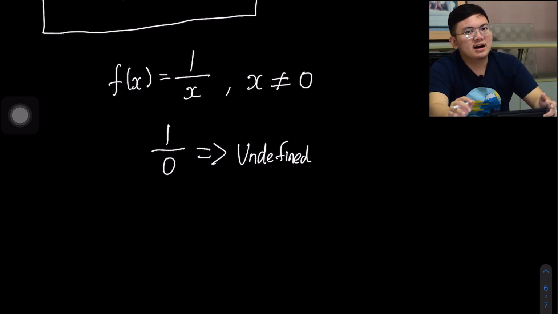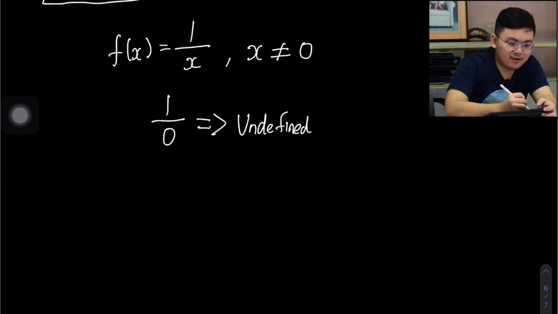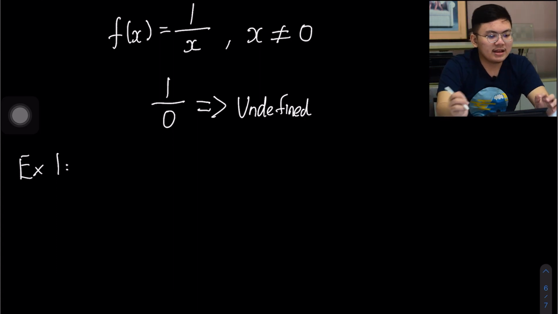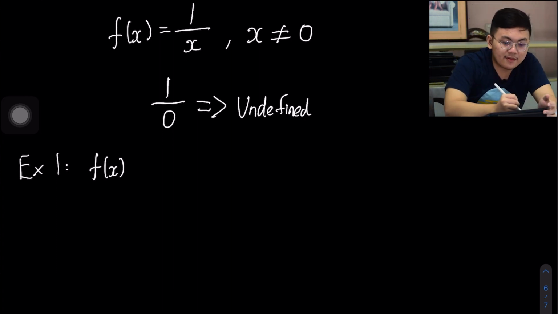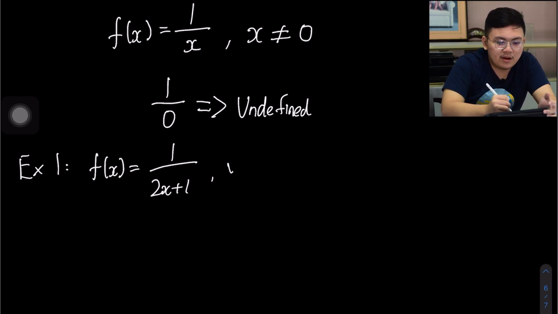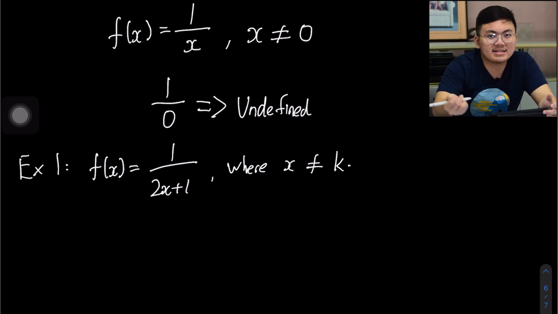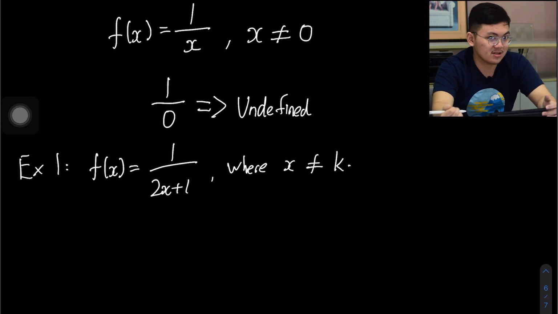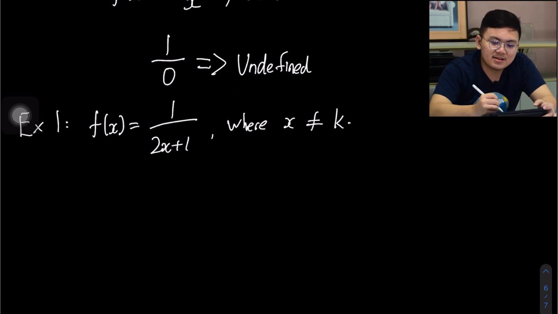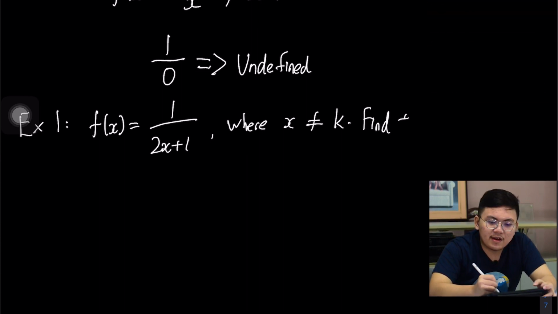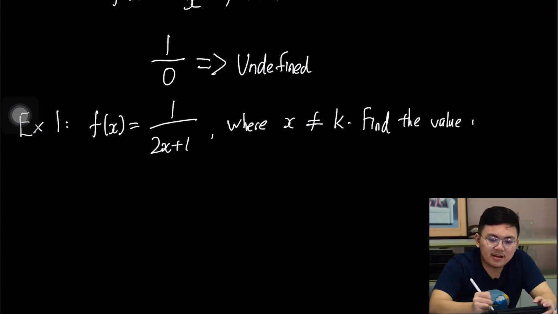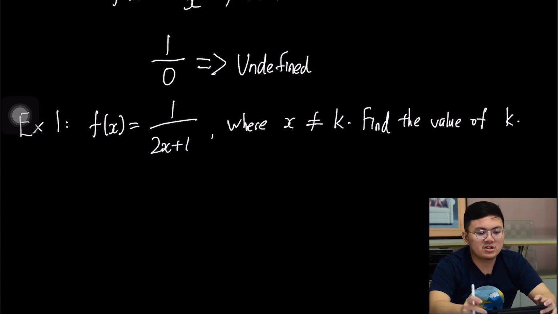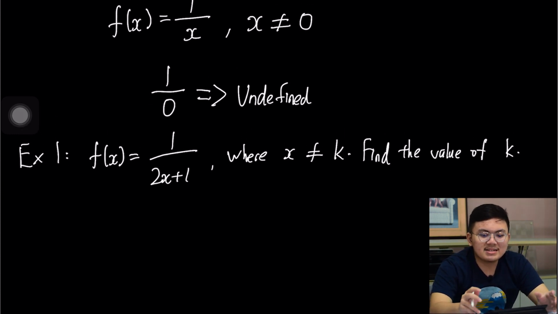Now I can do some example questions for you all. That is the SPM example. Example 1: I give you a function f(x) equals 1 over 2x plus 1, where x cannot equal k. K is a constant. Normally we use k or m as constants, for information only. I want you to find the value of k. So this is the example question.